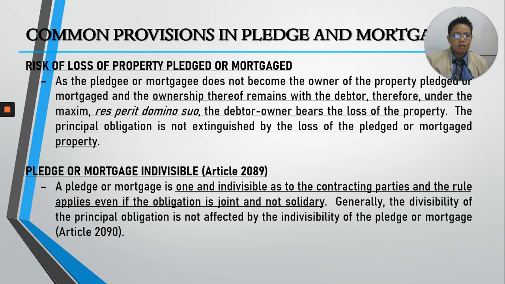Ano bang example ng divisible principal obligation? One that is capable of partial performance, if the payment is by installments, ganyan. So the divisibility of the principal obligation will not be affected by the indivisibility of the pledge or mortgage. So what else?